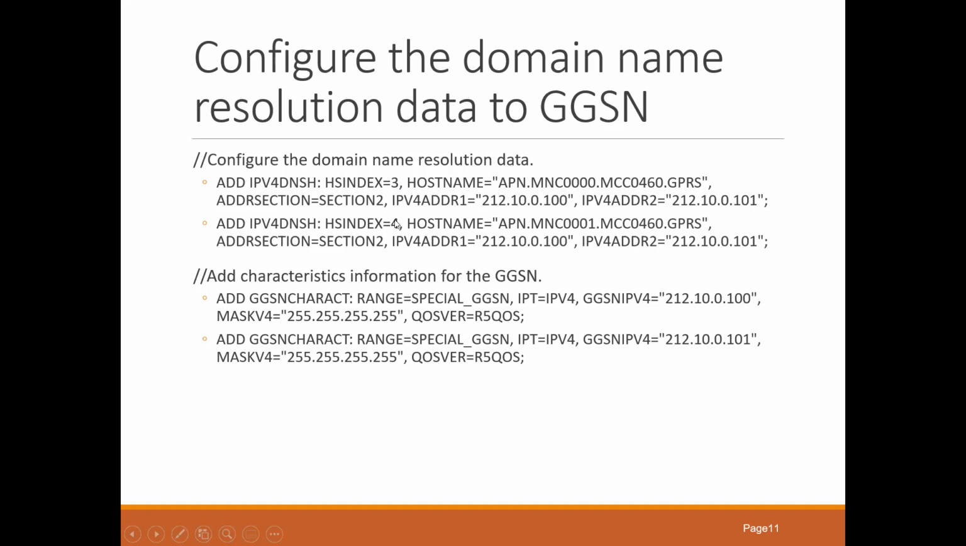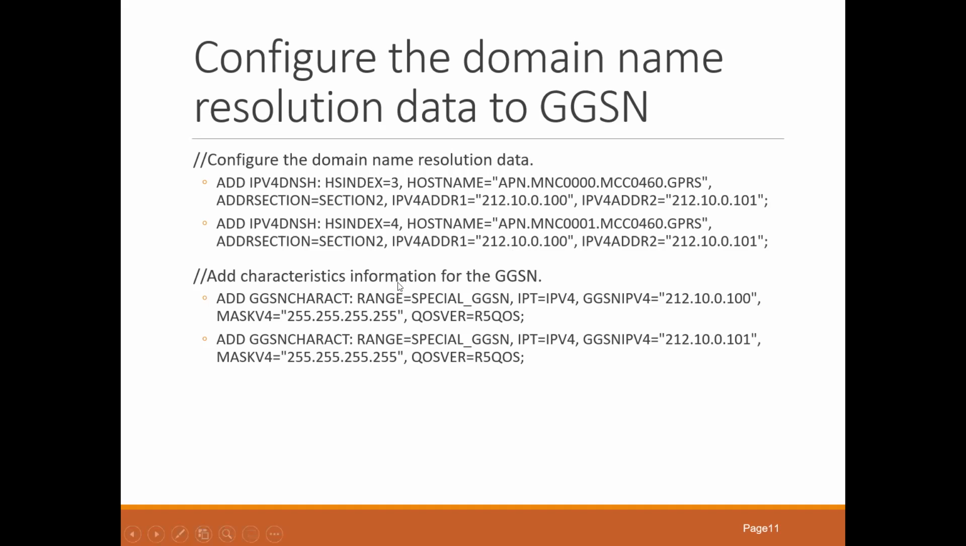Okay, so the hostname index is going to be the same. The APN is going to be different if your APN is different. So you can see that its MNC is different. Here it's 0, here it's 1, and accordingly, the APN of the GGSN can be the same or it can be different. And then specifically on the SGSN, you need to add the GGSN characteristics as well.